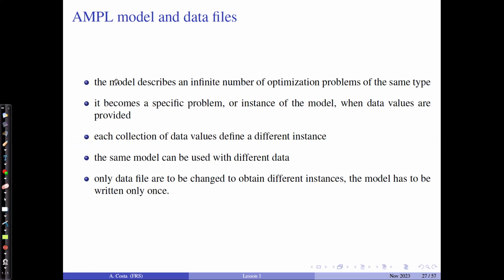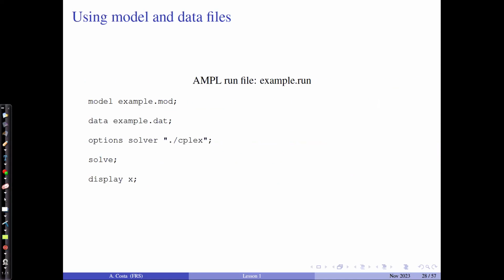We say that one of the reasons why we want to separate model and data is because we can write the model once and change the data, so we don't need to touch the model anymore. When we have specific data, the model becomes what is called an instance, right? And then we can solve an instance of the problem, and then we have the optimal solution. Finally, the run file. In the run file, we have to say the model we use is this, the data we use is this, we want to use CPLEX, solve the problem, show me X.